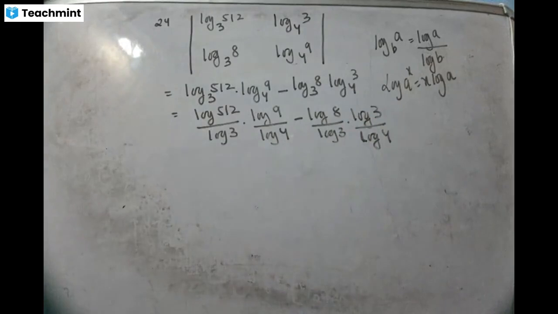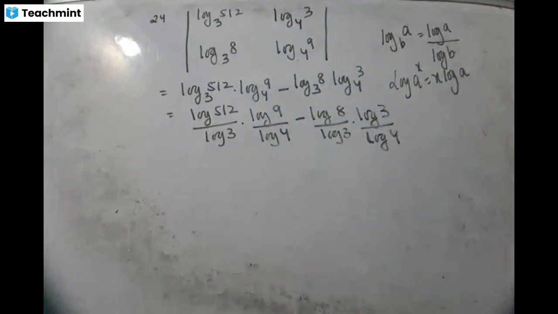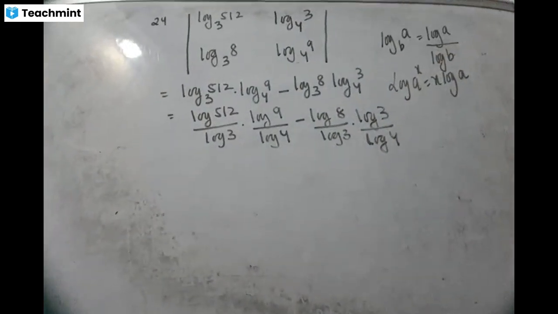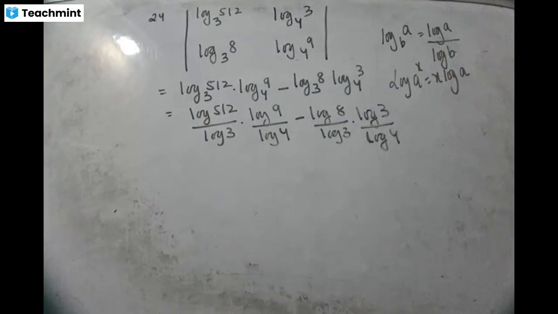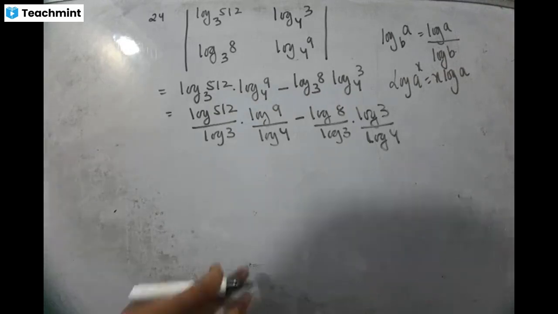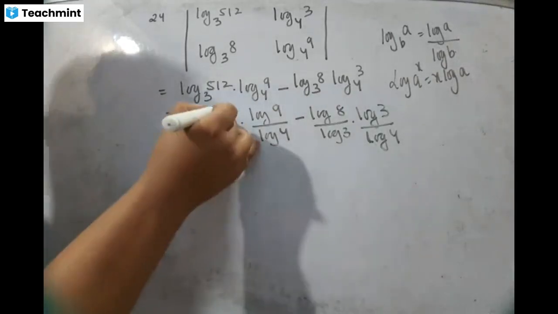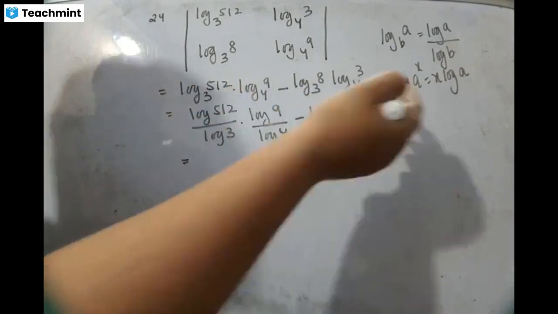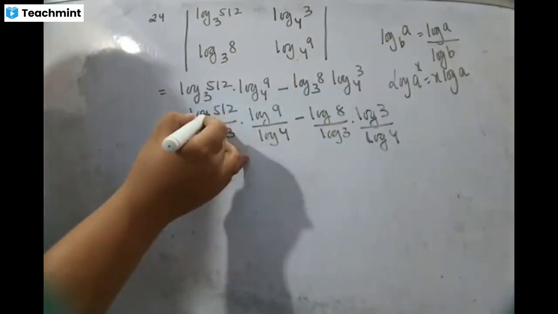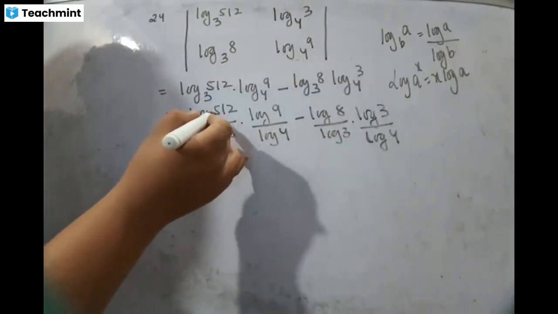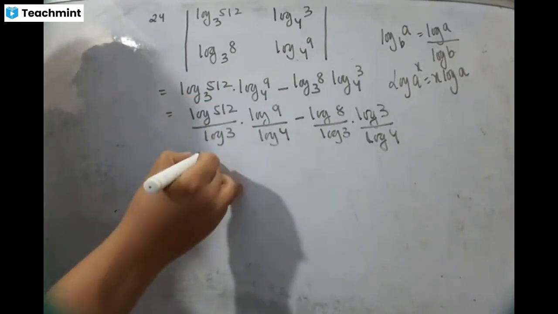Now I need to cancel the log. So what I'm going to do is convert everything into 2, 3 and 5 because these are prime numbers. I'll just skip a few steps. Look at the board, everyone. So 512 is 2 to the power 9. So what happens to the power? The power comes in front. So log 512 can be written as log 2 to the power 9, so 9 comes in front.